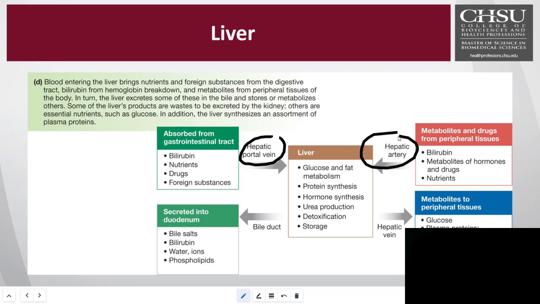It has so many key functions, and it is also palpable when you take a deep breath. So you can feel the border of the liver just by inhaling and taking your finger and pressing against that sternocostal space. You can feel the edges of your liver. All right, so let's take a look.